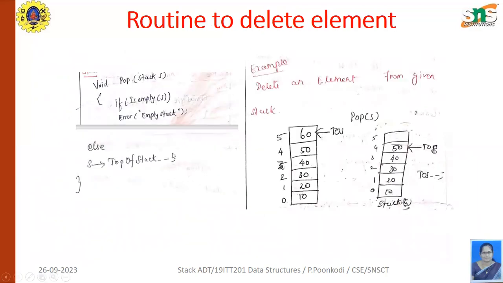Then this is the routine to delete the element, Pop. First, while we are going for deletion, we check whether the stack is empty. If you try to delete an element when the stack is empty, underflow may occur. So to avoid that, we check is-empty. Then this is the example.